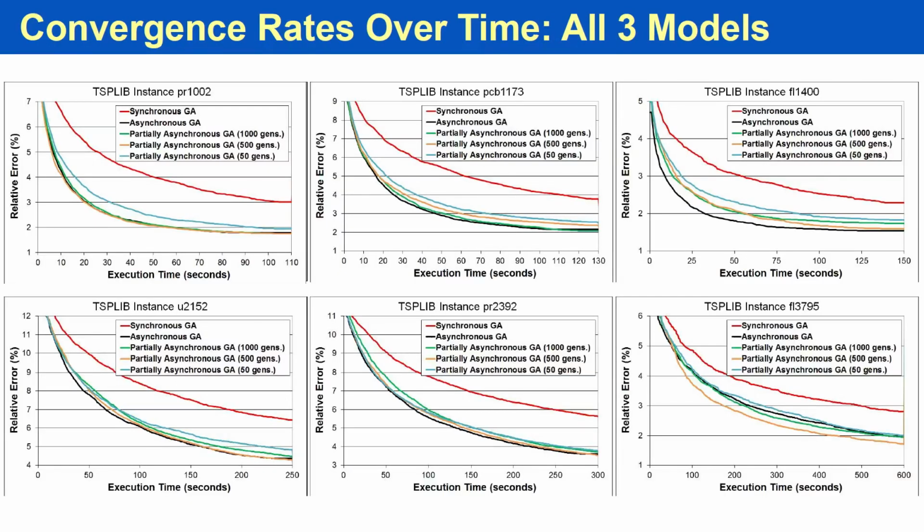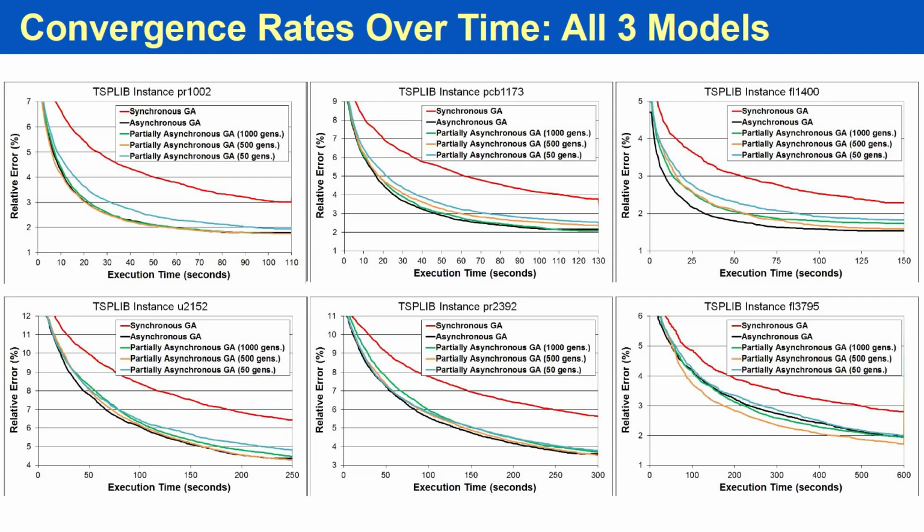But here we look at the convergence rates of all three models. So we're doing the synchronous and the asynchronous, and three settings of the partially asynchronous at 50, 500, and 1,000 generations of asynchronous evolution, and we're running them all for the same amount of time as it would take the synchronous version to run. So if it takes a certain amount of time for 100,000 generations to be run, and asynchronous can do it in half the time, then it can run double the number of evolutionary steps, so it can just carry on evolving for the same amount of time.